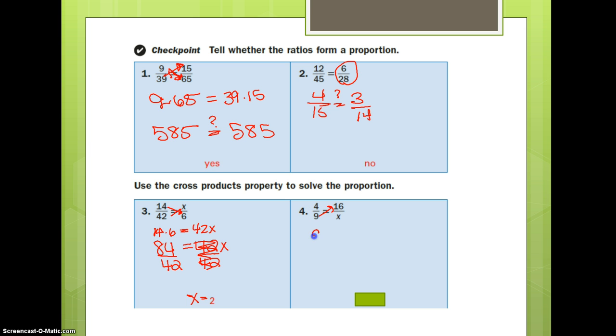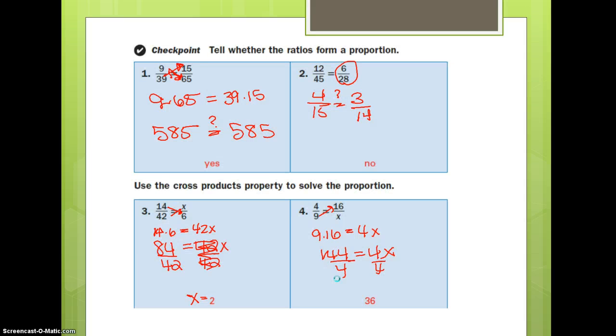Here we have 9 times 16 is set equal to 4x. 9 times 16 is 144. And that equals 4x, so we divide by 4. 144 divided by 4 is 36.